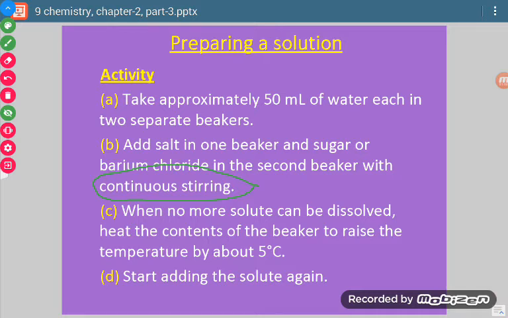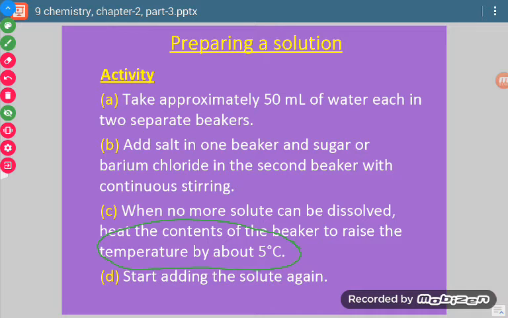A stage will come when we cannot add more solute, okay. At that particular stage, the solution will be termed a saturated solution. Now we want to see if we heat it, is there any change or not. So when we have got a saturated solution, we will heat that solution and increase its temperature by 5 degrees.